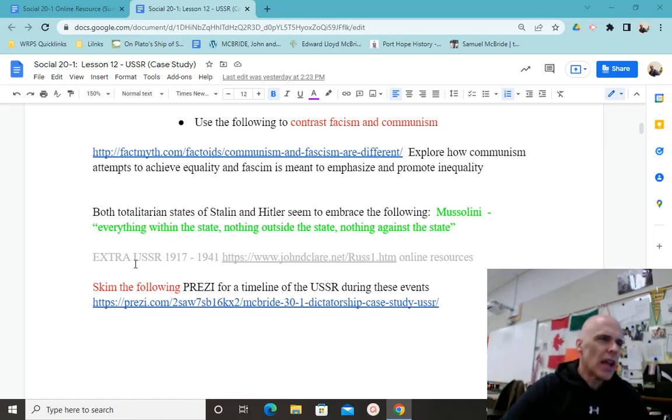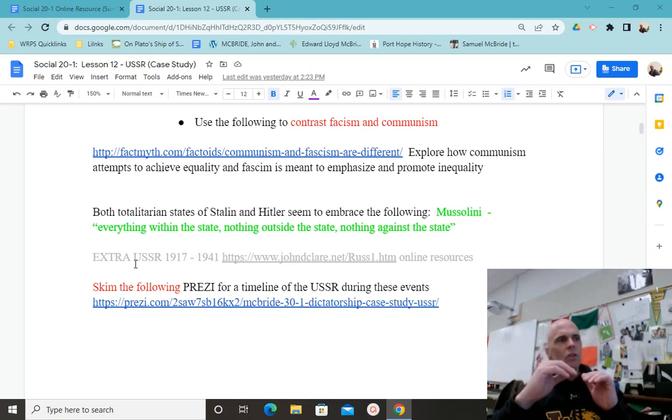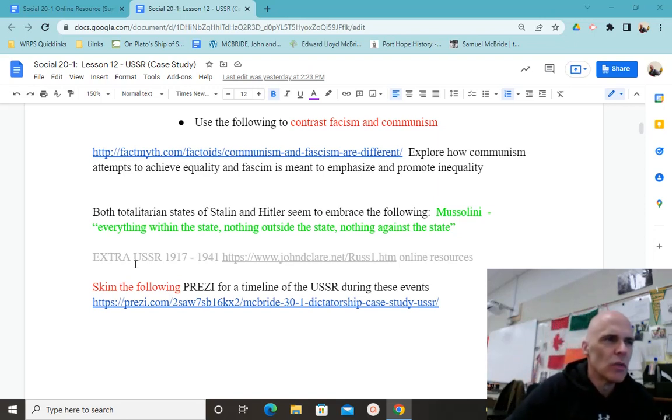Both totalitarian states of Stalin and Hitler attempt to embrace the following quote from Mussolini: "Everything within the state, nothing outside the state, nothing against the state." But contrasting the two, we would have to make it clear that Stalin was more of a totalitarian than Hitler, because Stalin had more control of his people. Stalin had similar political control to Hitler, but there's more economic control as well in Stalin's USSR than you'd see in Hitler's Germany. So, if pressed to describe which of the two is more absolute totalitarian, Stalin's Soviet Union would be the example.